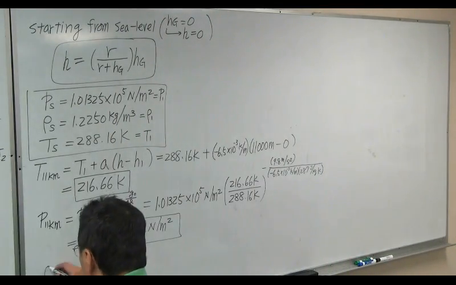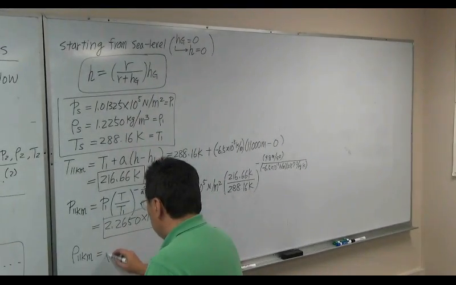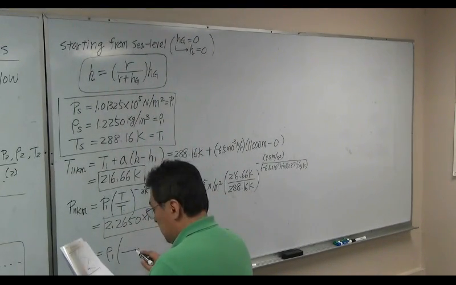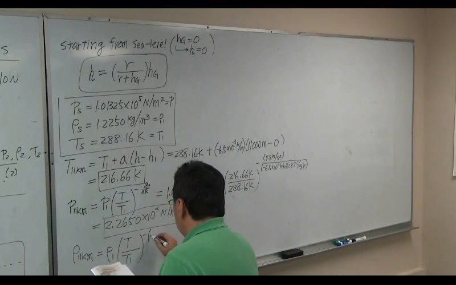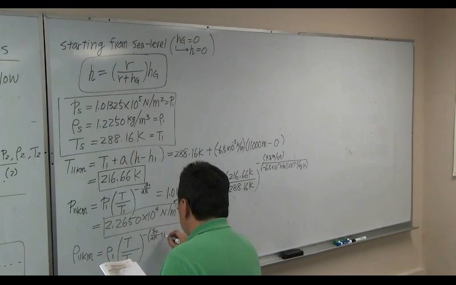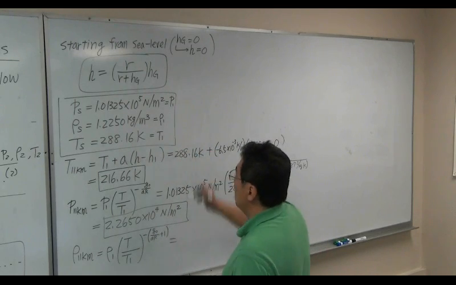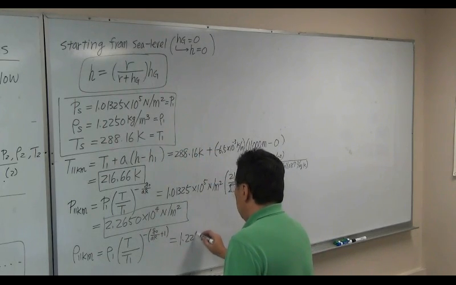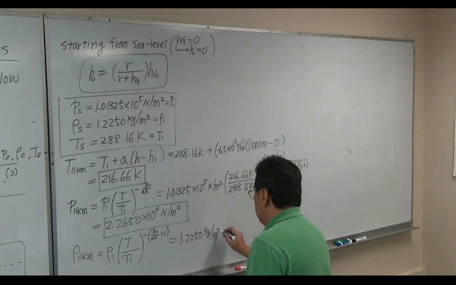Similarly, the density. Density at 11 kilometers is equal to rho 1 times T over T1 to the power of minus g0 over aR plus 1. Okay? So rho 1 is this one, 1.2250 kilogram per cubic meter.